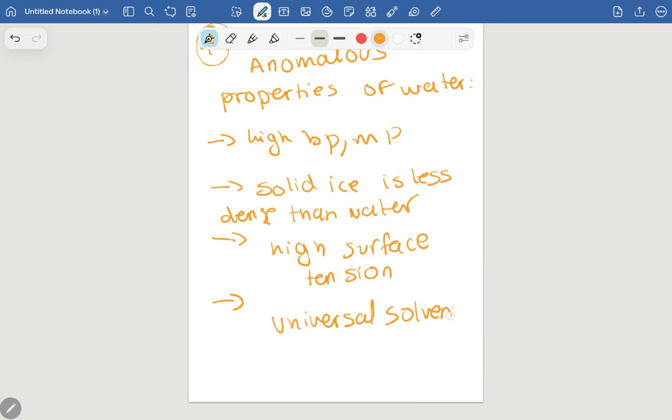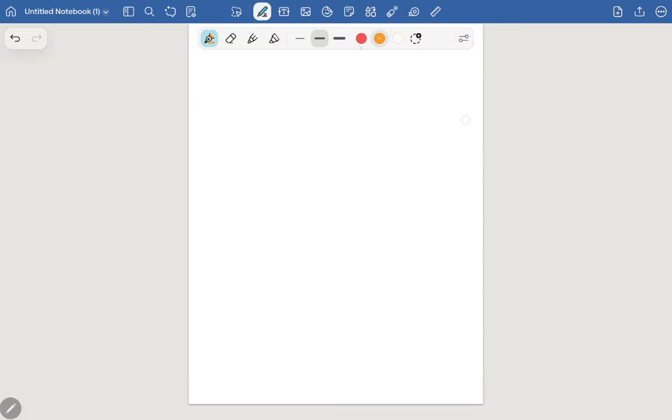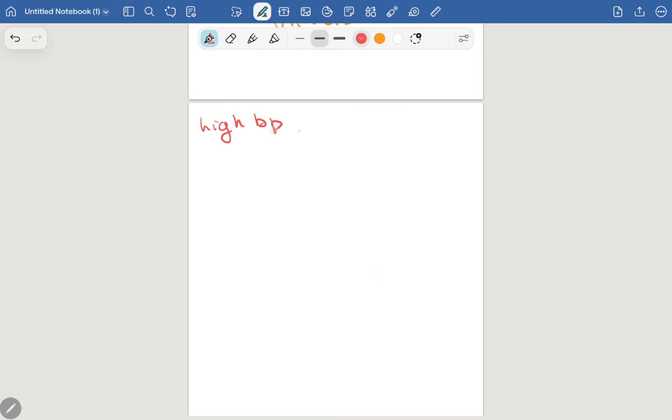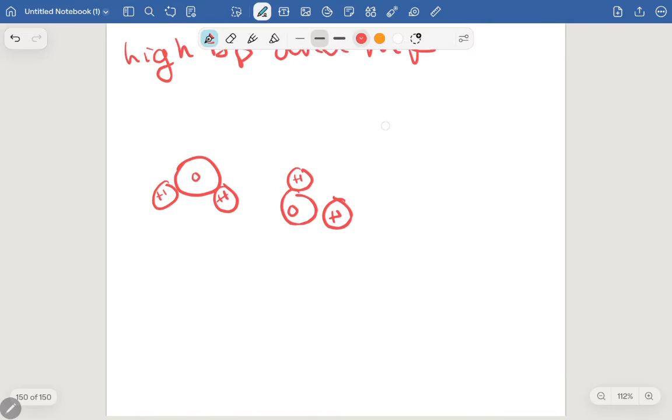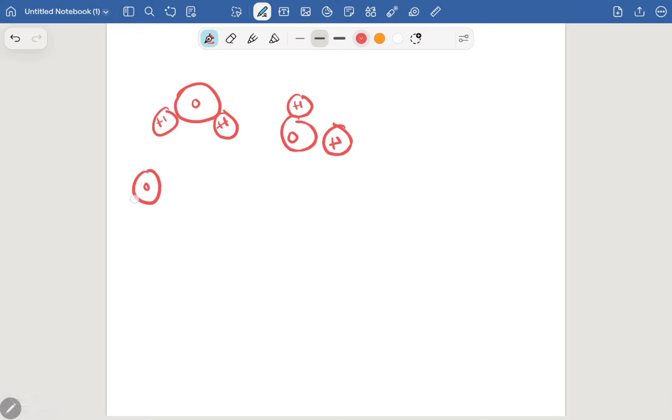Now we will discuss each and every one of these in depth. I will write just a brief summary about each one. The first one is the high boiling point and melting point. Now, why is there a high boiling point and melting point of water? This is due to the extensive hydrogen bonding between water molecules. What does this mean? We have a water molecule, right? It's an oxygen with 2 hydrogens. Now we have another water molecule, another oxygen with 2 hydrogens. And then a third water molecule, another oxygen with 2 hydrogens.